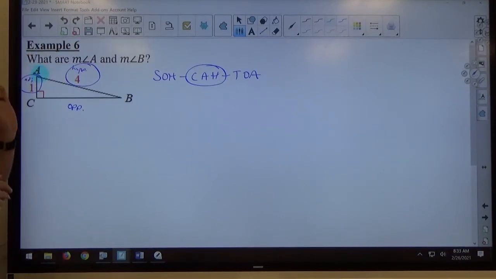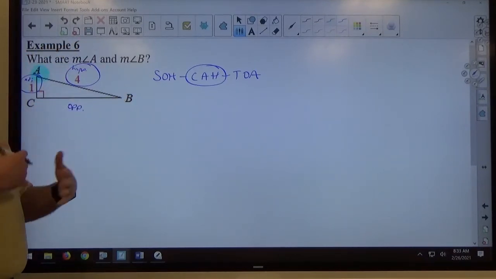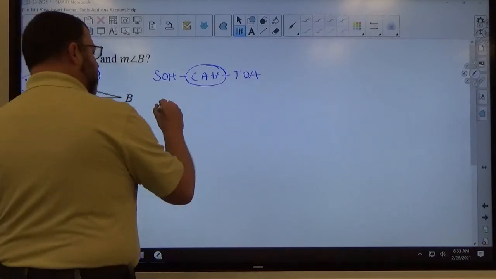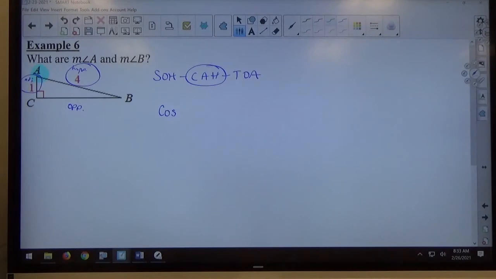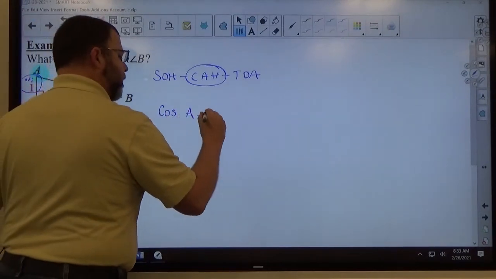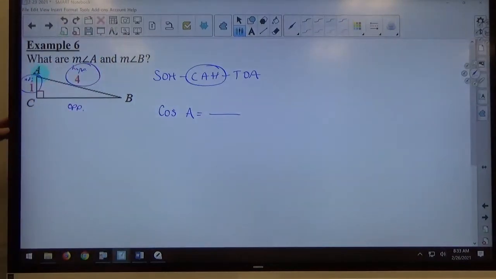So, I know cosine is going to help me, and if I write a good trigonometric expression down, I'm going to write cosine of what? Angle A, because again, that's the angle we picked. Cosine of A equals fraction bar, and the fraction is going to be adjacent over hypotenuse, so 1/4.